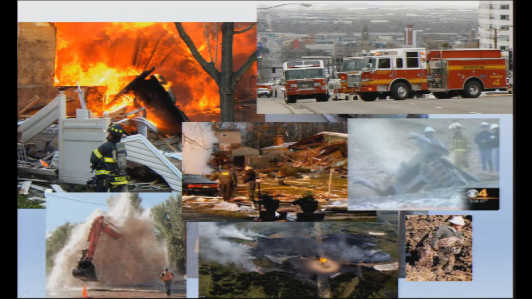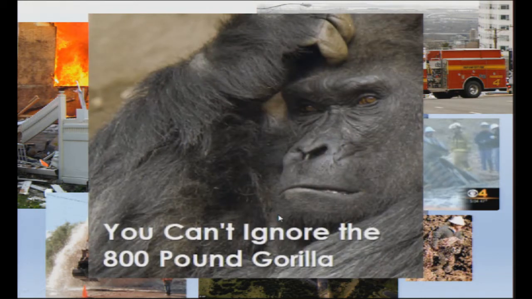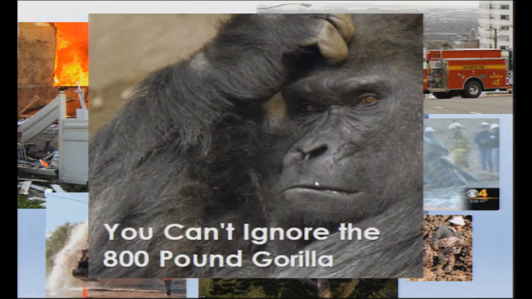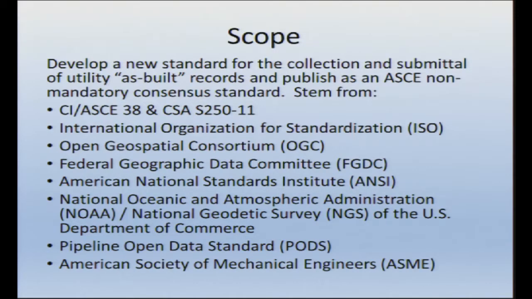So I'm going to have to hustle up here a little bit. We can't ignore the 800-pound gorilla. And I left out, this is the worst case scenario if you have bad utility information at construction. This is why your contractors are really keen on trying to figure out better ways, and they would love to have this implemented. So what we're doing is stemming from old existing standards.